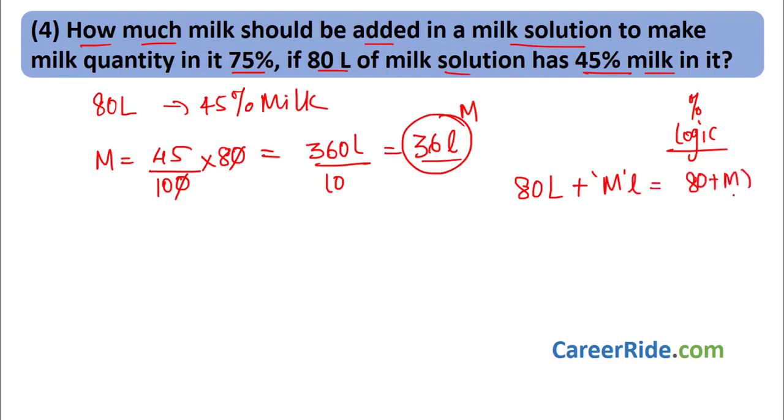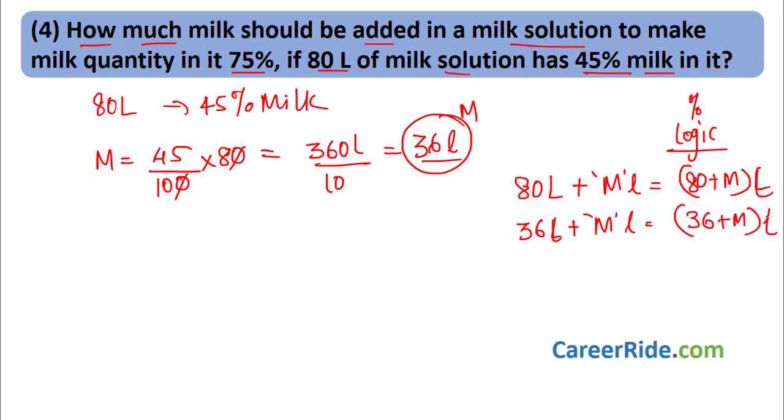80 plus m liters. In 80 liters we have 36 liters of milk. Now in 80 liters we are adding m liters of milk. That means the quantity of milk will now be 36 plus m liters.